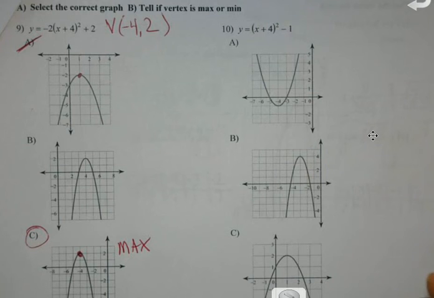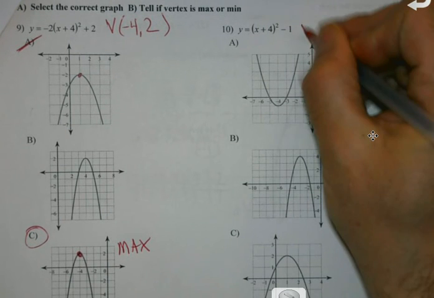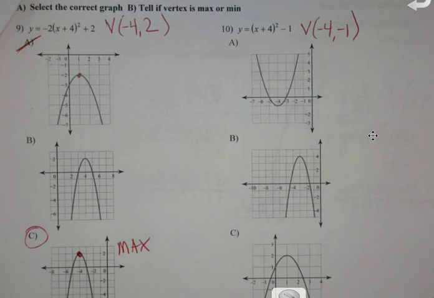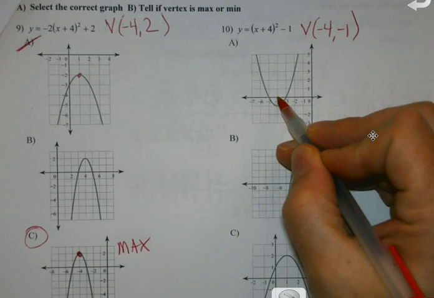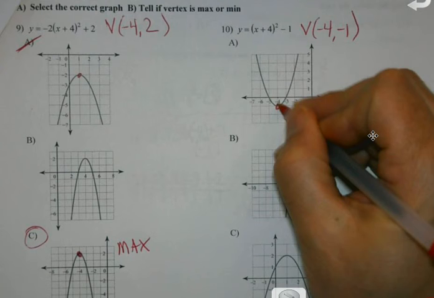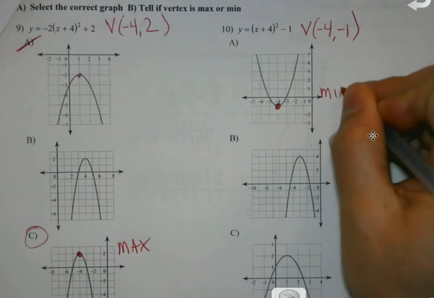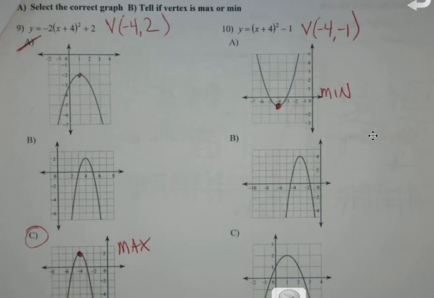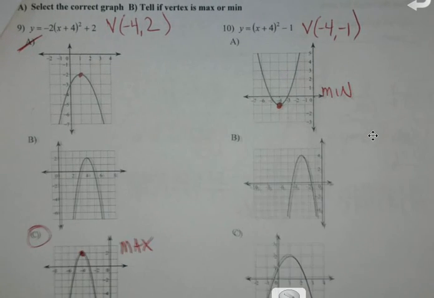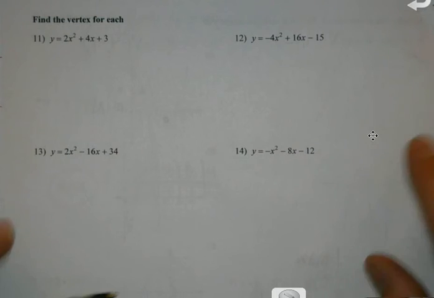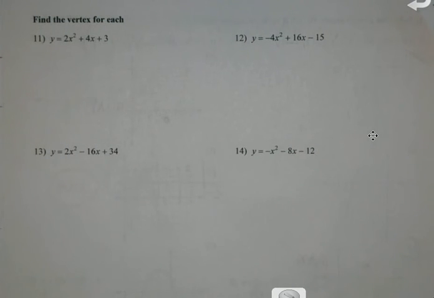So, what about 10? What's my vertex? -4, -1. We don't even need to know this. Left 4 and down 1. Yep, there's my vertex, so that matches up. This one's opening up, so it's a minimum. Nice. Let's see, what else have I thrown? Oh yeah, there's going to be a bonus section here on the back that we're going to write in. Okay, back here, strictly finding the vertex.